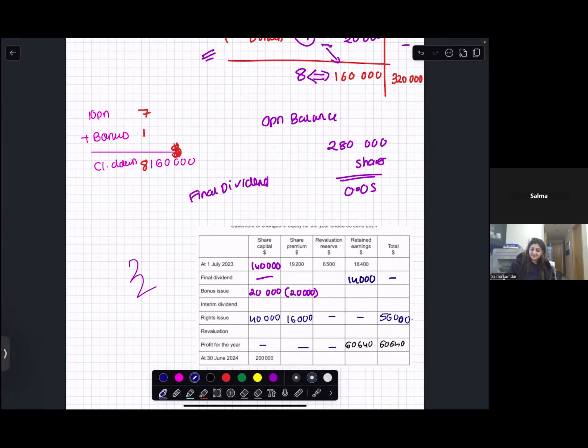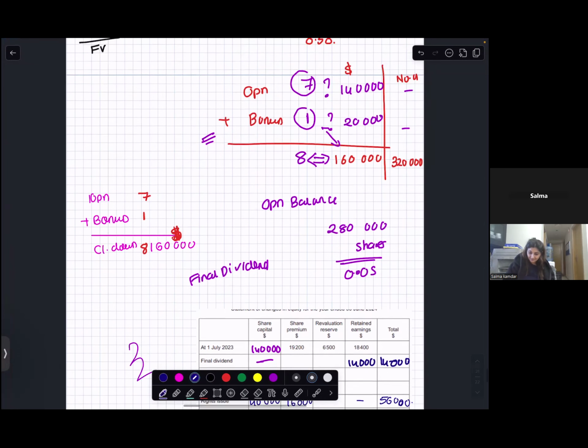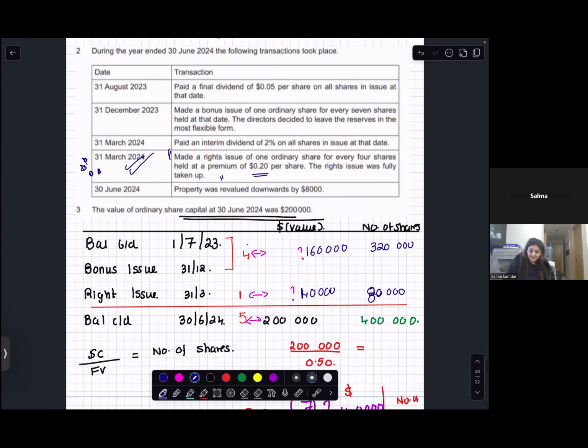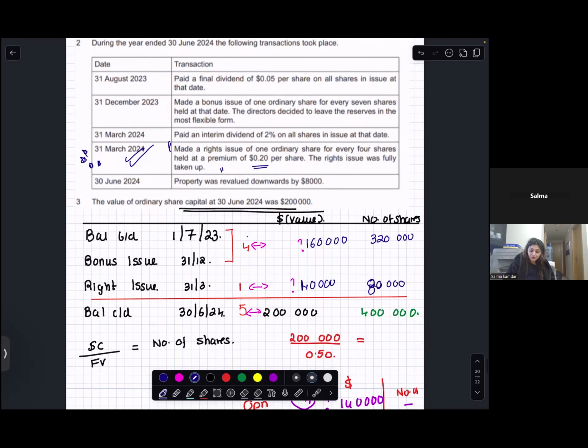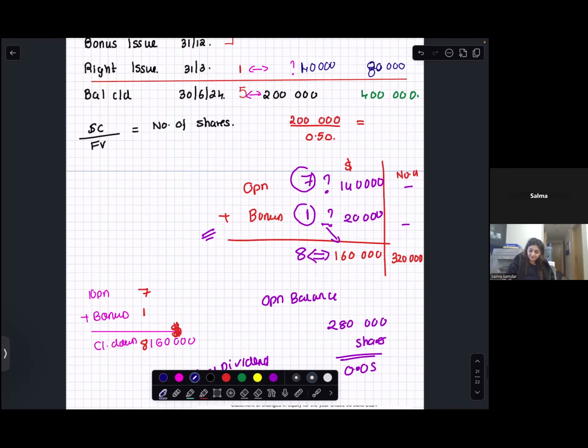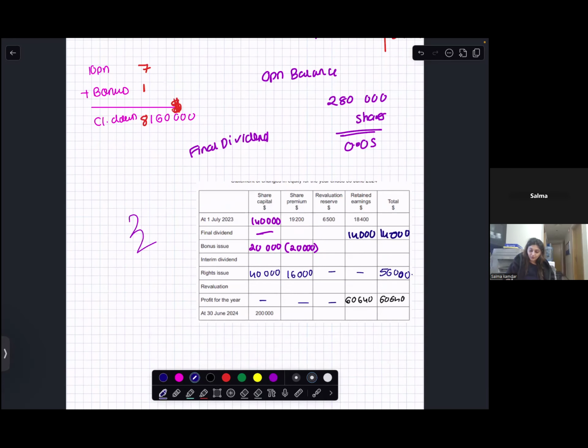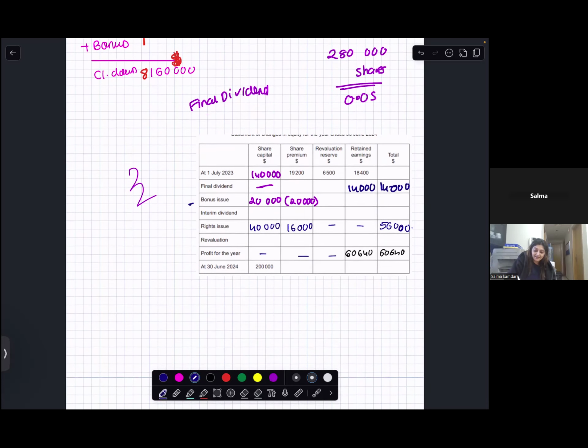$14,000 from the retained earnings and 14,000 from the total. How about the interim dividend? 2% on all the shares on issue at that date. No, just look. 2% on all the shares held on that date. So 140,000 plus 20,000. So it is 150,000, but I'd have to give it on all the shares held on that date.